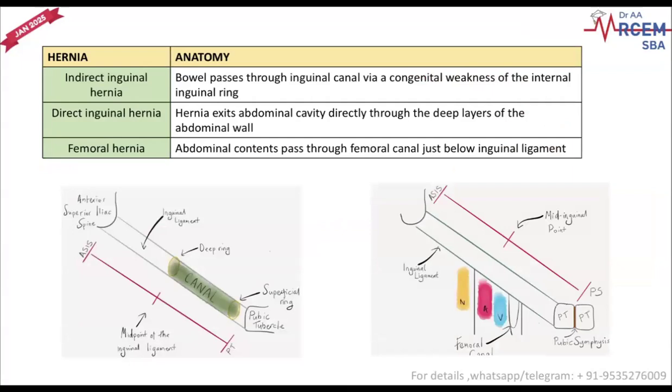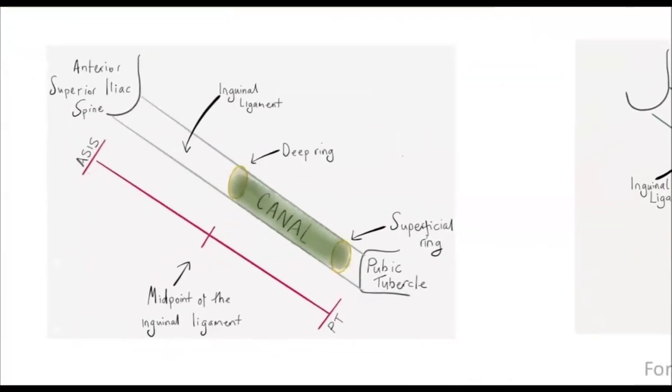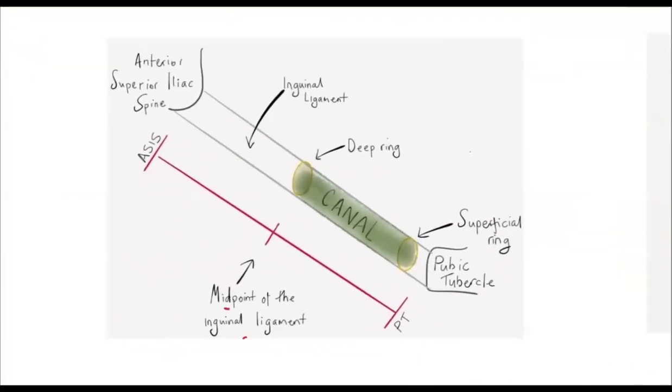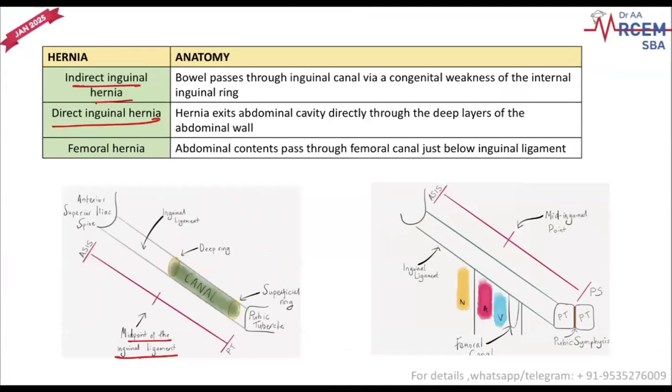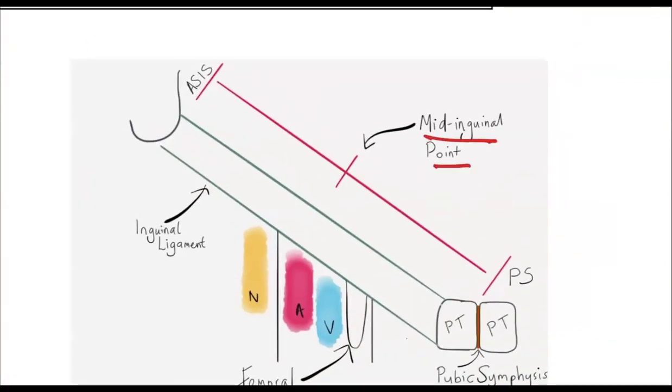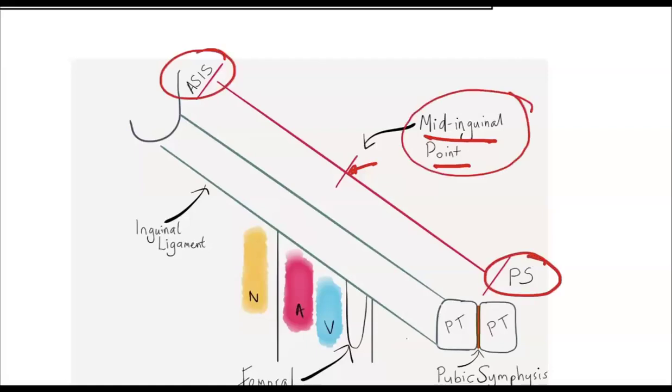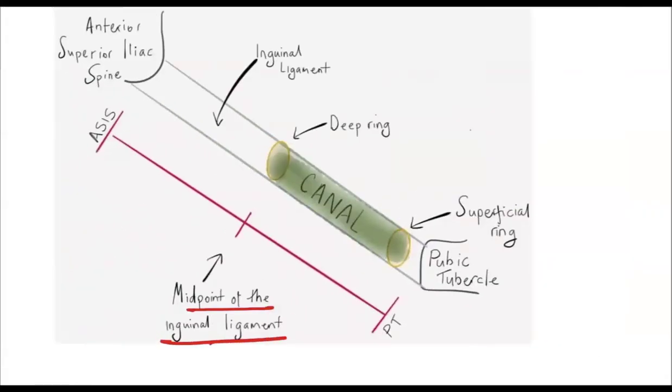Hernias. The main hernia you need to learn is inguinal hernia. You should be able to differentiate between an indirect inguinal hernia and a direct inguinal hernia. A few points you need to remember. There is something known as the midpoint of the inguinal ligament, and there is something known as the mid-inguinal point. The mid-inguinal point is the midpoint between the anterior superior iliac spine and the pubic symphysis.